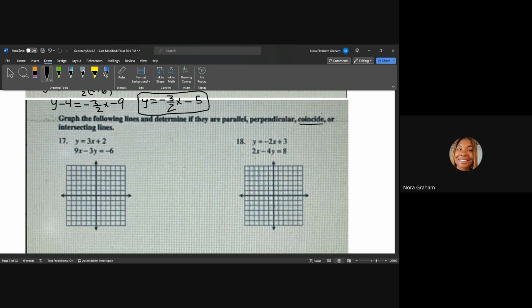Remember, when you're graphing linear equations, you first want to note down your slope. For this first one right here, my slope is going to be 3. And I'm going to put 3 over 1 because remember, we can do rise over run to graph it, okay? And then I want my y-intercept, which is 0, 2. So I graph that, 0, 1, 2. And I'll just put that here, 0, 2.